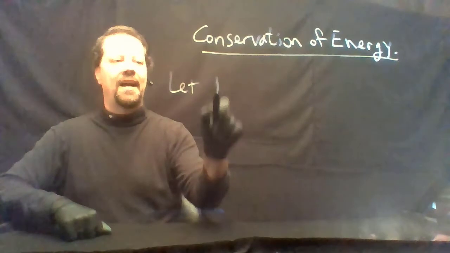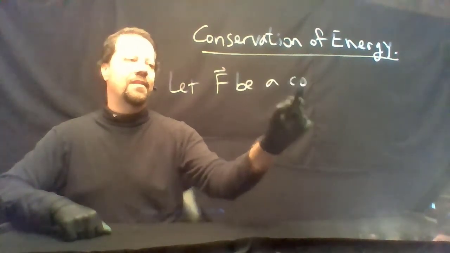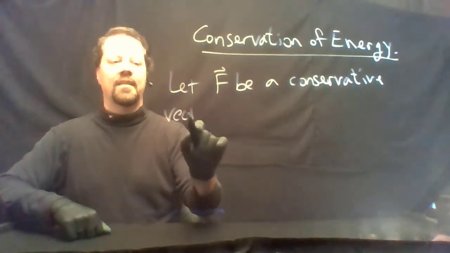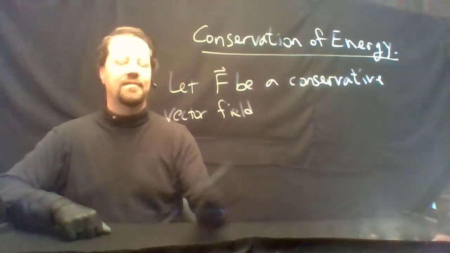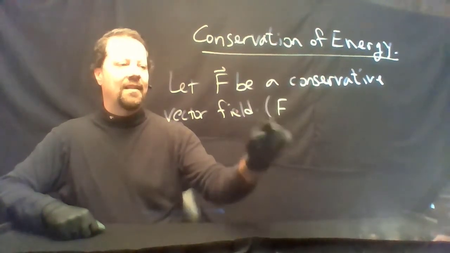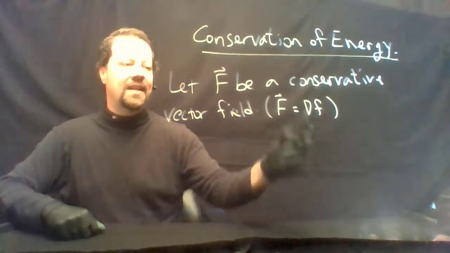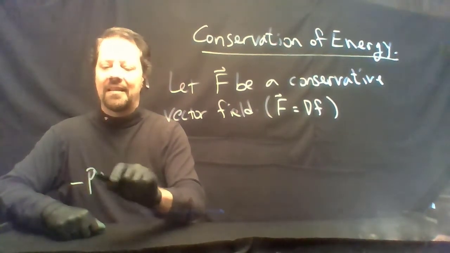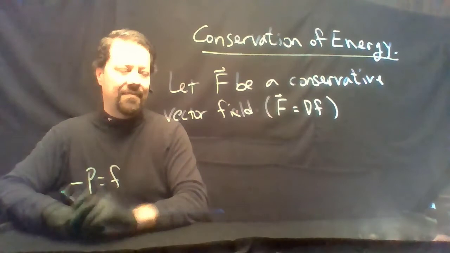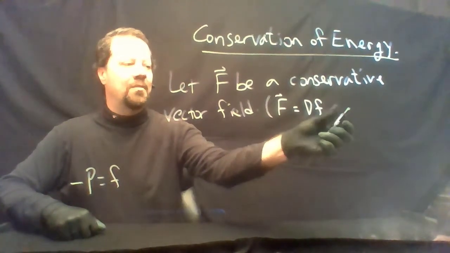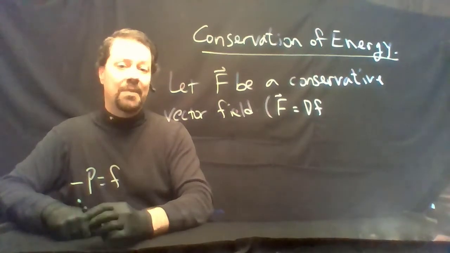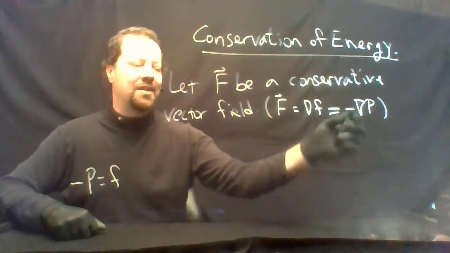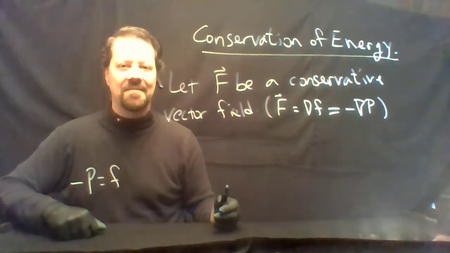Let F be a conservative vector field. That means that F is a gradient of some scalar potential. Now in physics, they use minus P instead of F. P is going to be the potential energy. So this will be minus the gradient of some potential energy function, like this.